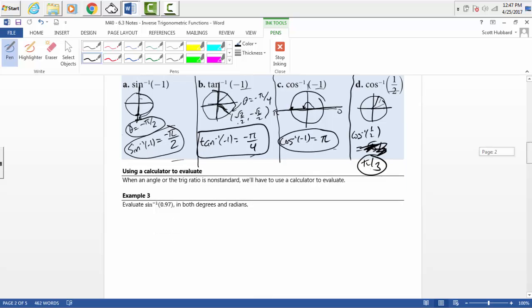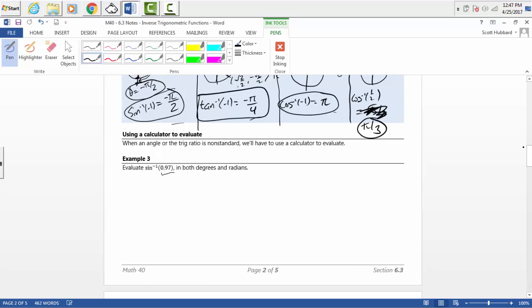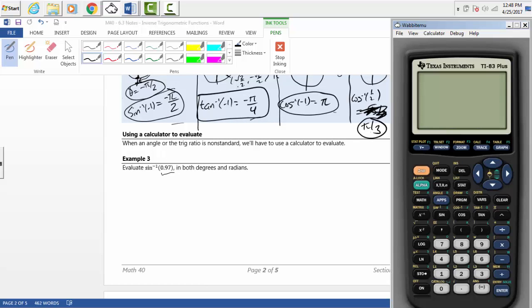Okay. Now those are for the standard angles, so I knew these were all standard angles because these are all positions on the unit circle that are these angles that we know. But if this is not a standard ratio that comes out of the unit circle, well, what we would do is we just simply use our calculator. So that's non-standard because it's not like a root 3 over 2 or anything like that.